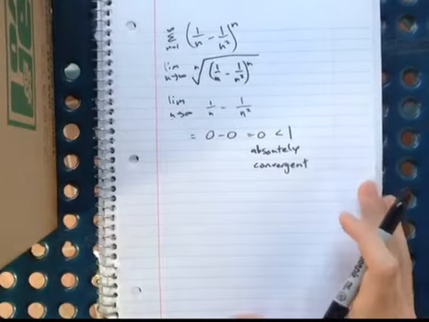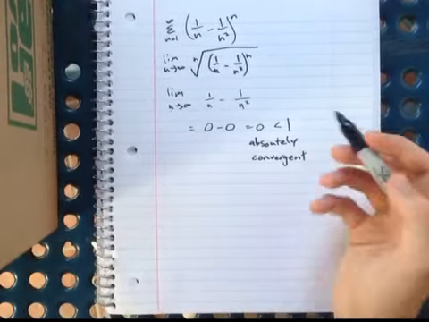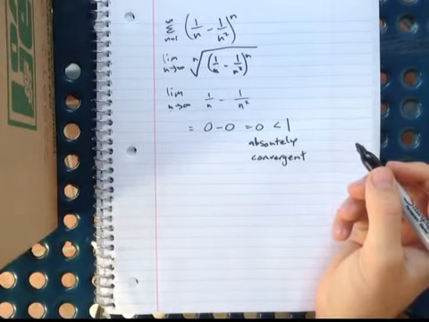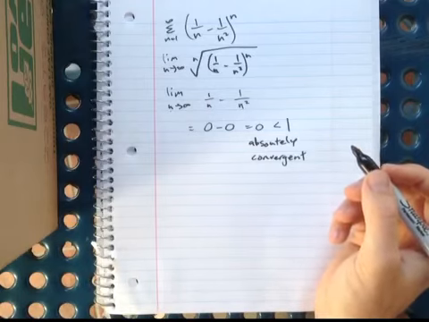Now, as you can imagine, something that equals 1 is inconclusive and greater than 1 is divergent, the same way as the ratio test worked.